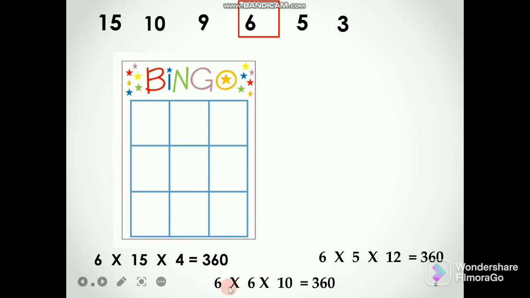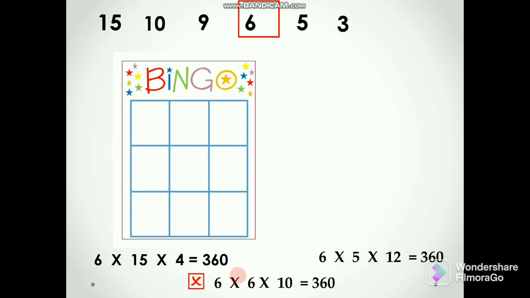How about our 6 times 6 times 10? For this 3 by 3 bingo card, it is important also to know that the 6 is repeating. So if we put 6 and 10, therefore there are two 6s in our card. And that is wrong. We need only one 6 for our bingo card. So 6 times 6 times 10 is not the correct answer, so we're going to eliminate this one.